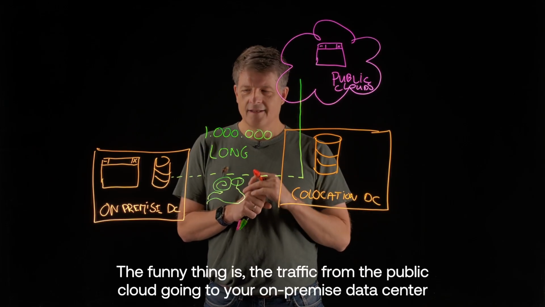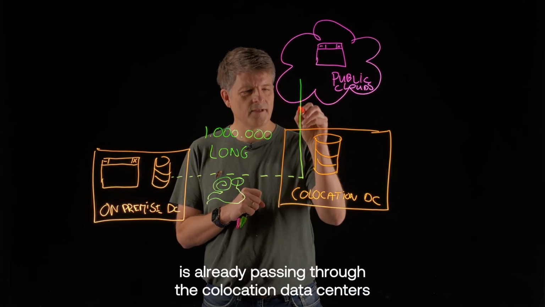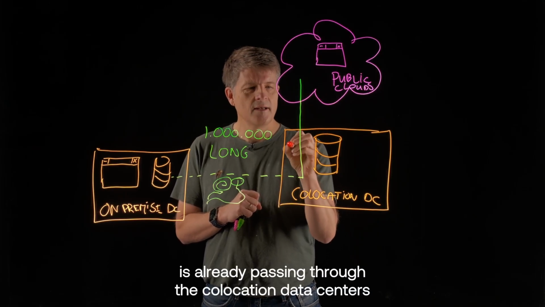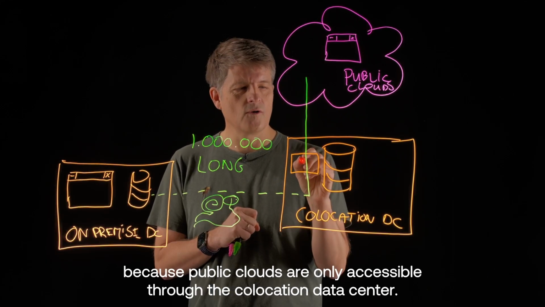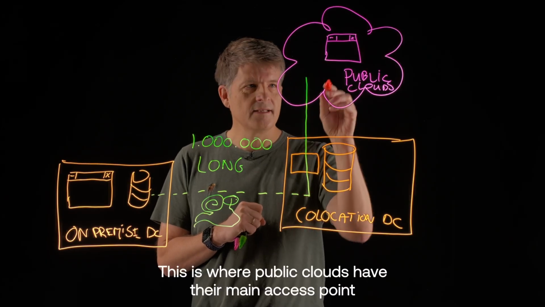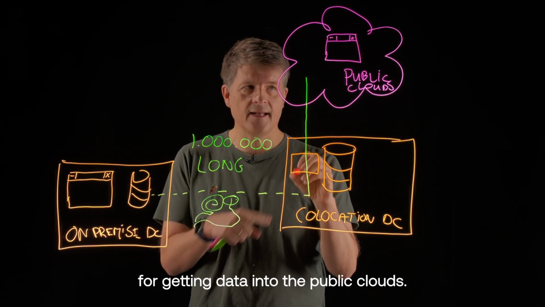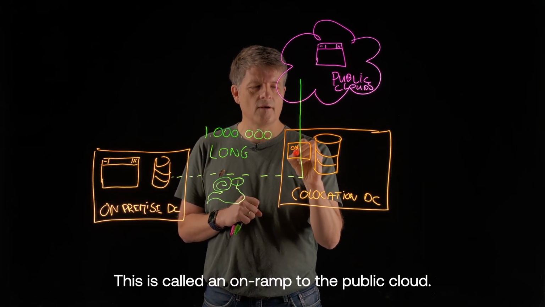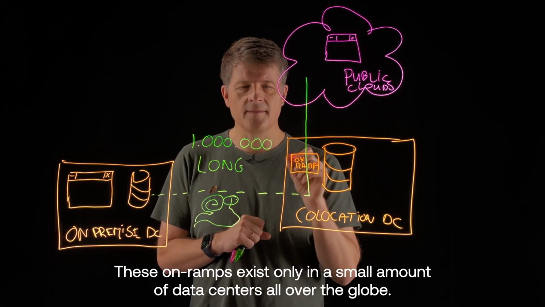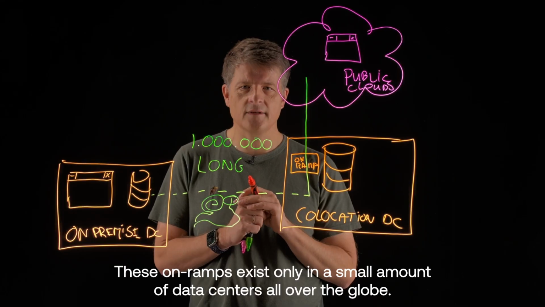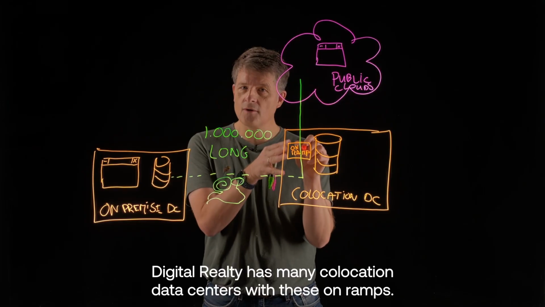The funny thing is, the traffic from the public cloud going to your on-premise data center is already passing through the co-location data centers, because public clouds are only accessible through the co-location data center. This is where public clouds have their main access point for getting data into the public clouds. This is called an on-ramp to the public cloud. These on-ramps exist only in a small amount of data centers all over the globe. Digital Realty has many co-location data centers with these on-ramps.